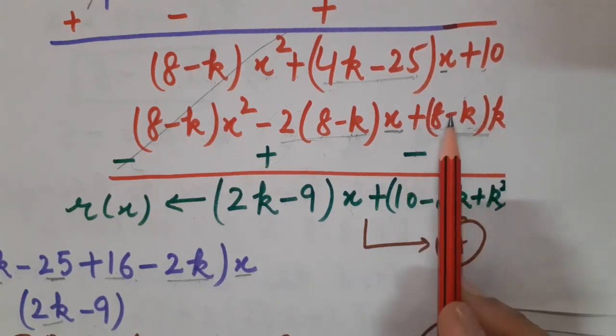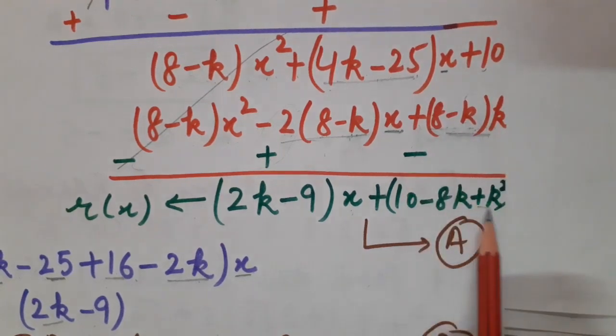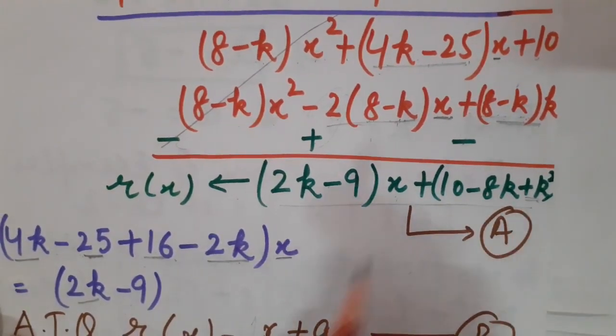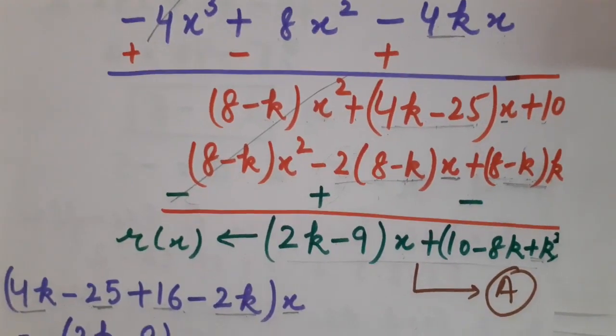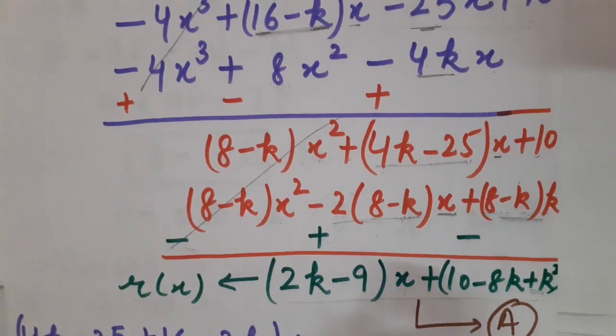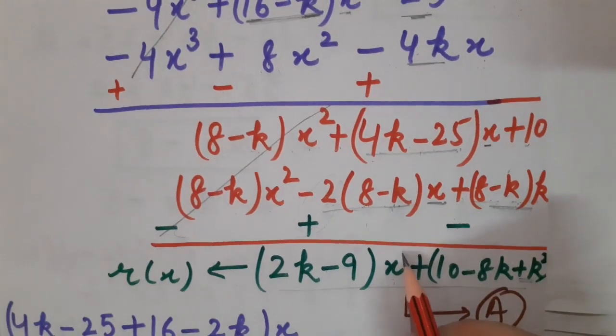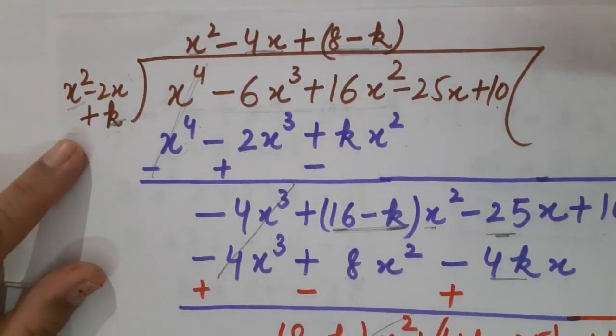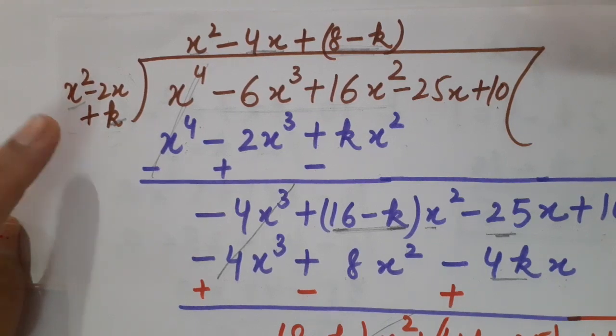So this is minus into minus plus, and k into k will give you k square. Correct, children? Now this is the remainder which I have got. Here the division process will be stopped. Why? Because the degree of the variable which is present in R(x) is 1, which is less than the degree of the variable which is present in g(x), which is 2.